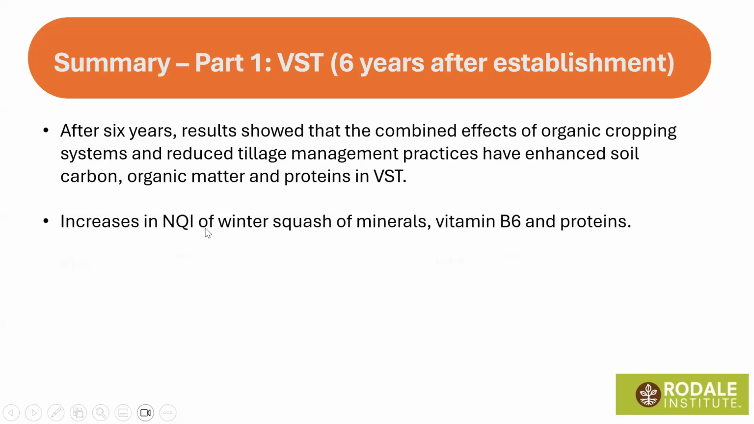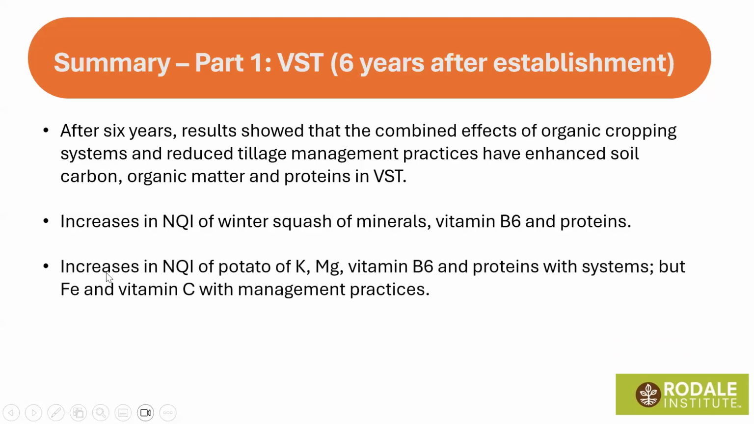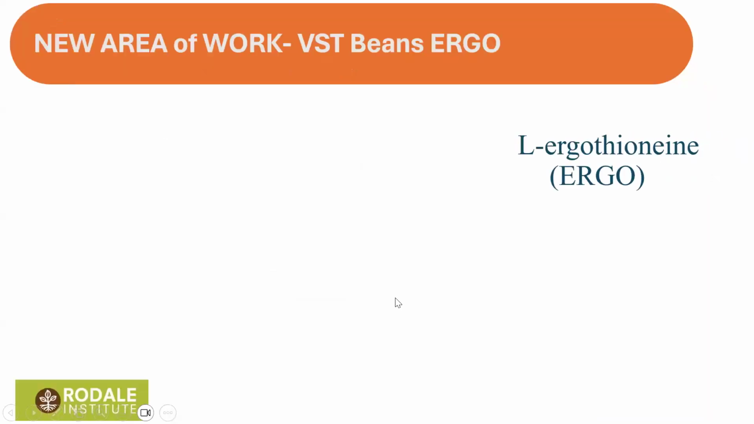When we looked at the index of winter squash, we found that the winter squash increased in the organic system with the minerals, vitamin B6, and proteins. In the case of potato, we only saw potassium and magnesium and vitamin B6 and proteins with increases in the organic system, but the iron and vitamin C were impacted by the practices.